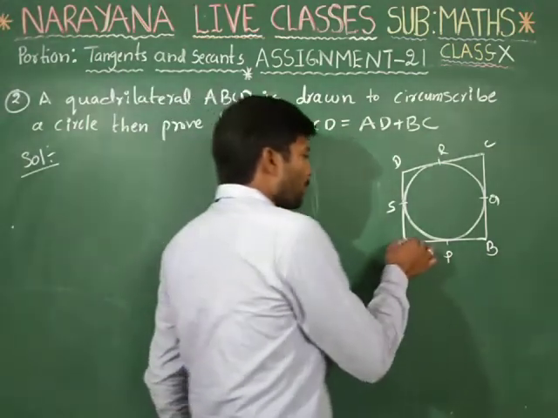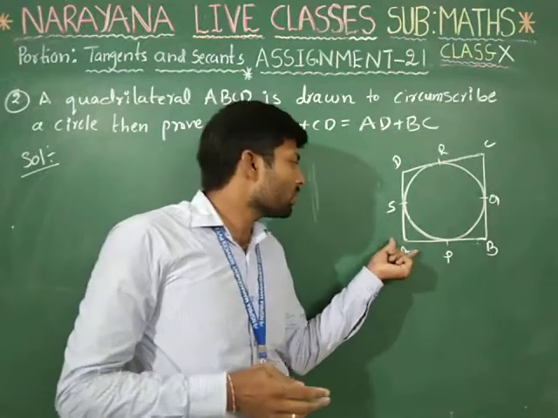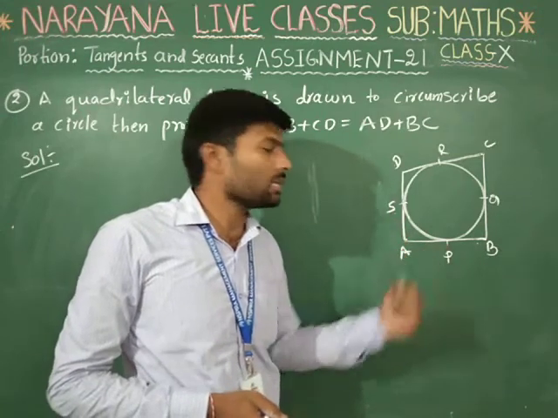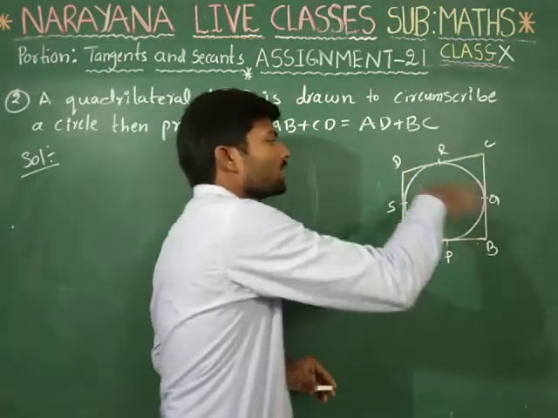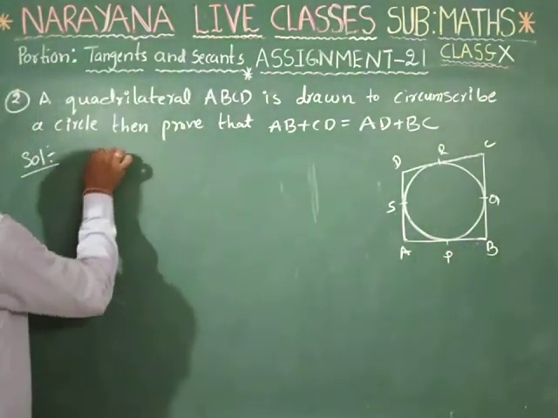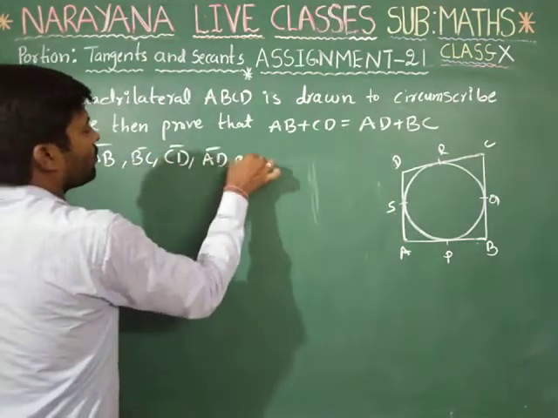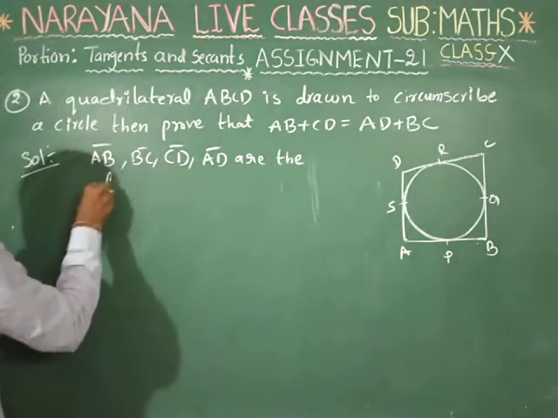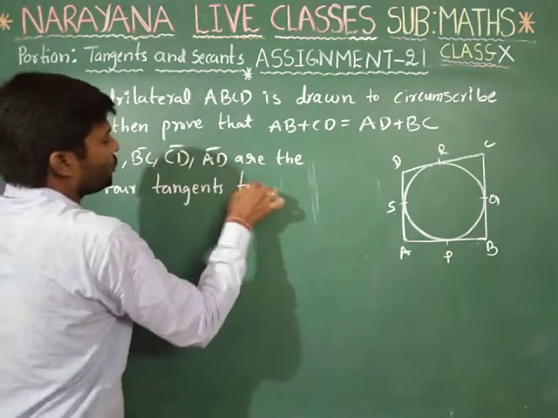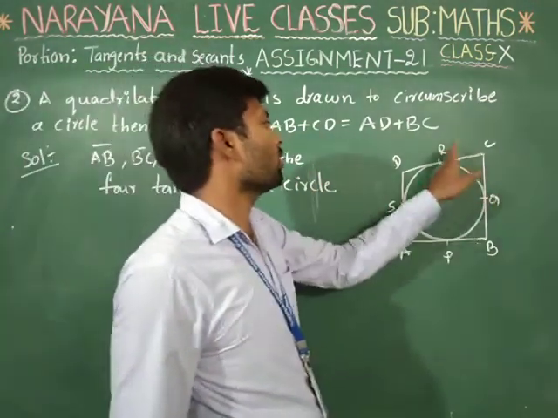So let's take the points A, B, C, D as external points. From those points we can draw two tangents from every point. Here AS is one tangent and AP is one tangent. When the given circle touches the given quadrilateral, there basically exist four tangents. So what are the four tangents? AB, BC, CD and AD are the four tangents to a circle, at four distinct points, that is P, Q, R, S.